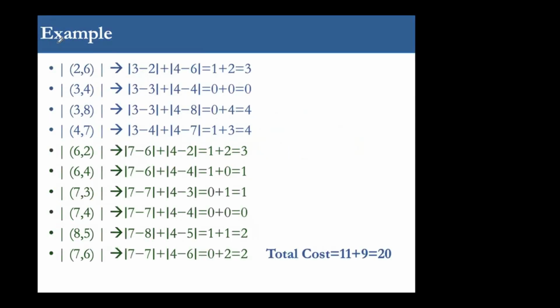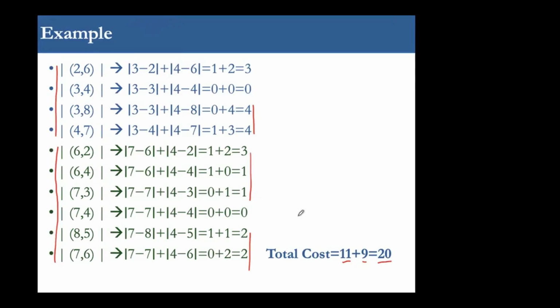This is for the first cluster and this is for the second cluster. We have calculated all the values. We need to calculate the total cost. So this is for the first cluster, right? 8 plus 3, which is 11. And here it is 5 plus 4, it is 9. So the total cost is 20.